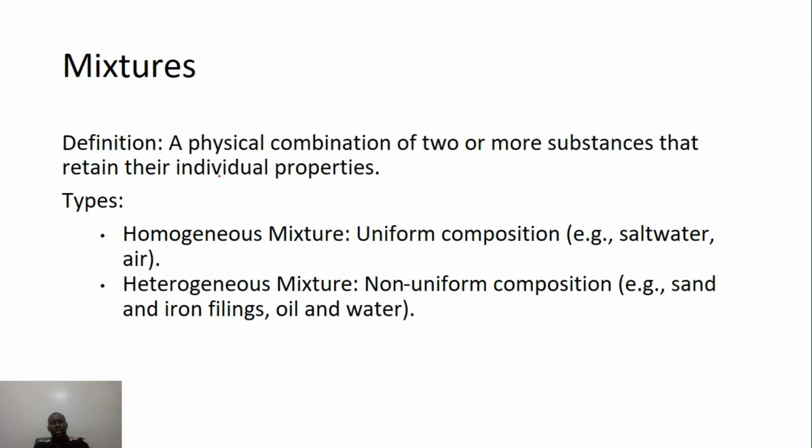Mixture, on the other hand, is physical combination of two or more substances, and they usually retain their individual properties. Mixture can be homogeneous or heterogeneous. Homogeneous mixtures are usually uniform in composition. When you dissolve salt in water, they form homogeneous mixture because you'll not be able to see the salt in water. What you'll be seeing is water, right?